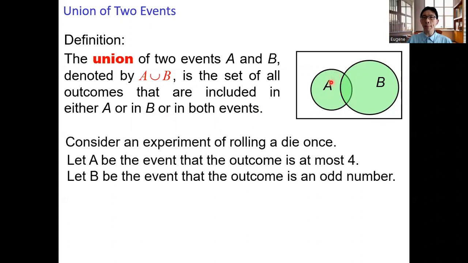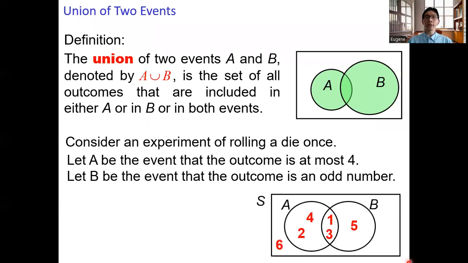Let's take a look at an example. Roll a die. Let A be the event that the outcome is at most 4, and let B be the event that the outcome is an odd number. So we have the following Venn diagram showing the relationship of event A and event B. So the set of A union B consists of the numbers 1, 2, 3, 4, and 5.